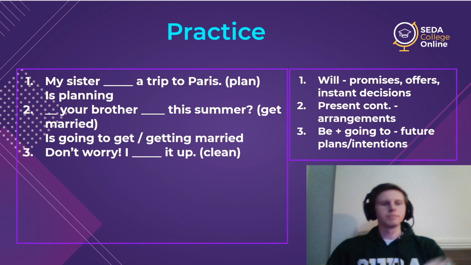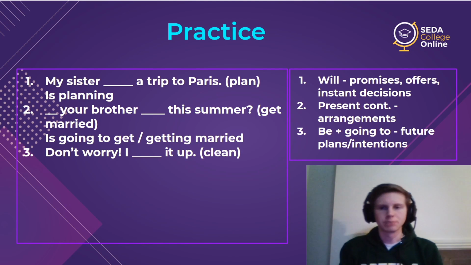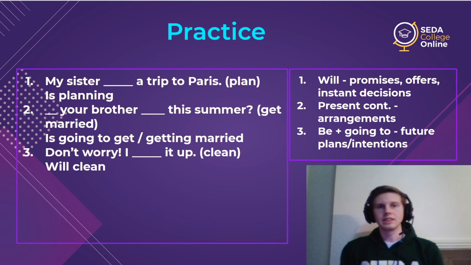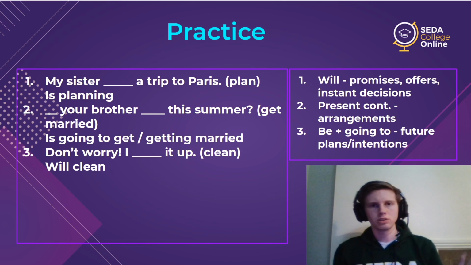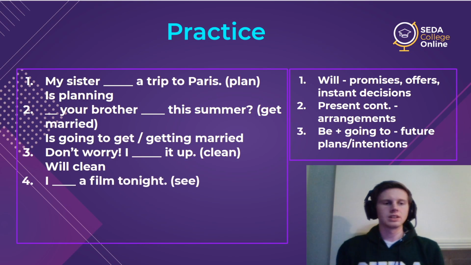Okay, here's another. Don't worry. I blank it up. Verb is clean. What do you think? Will, present continuous, be going to? The phrase there, don't worry, is kind of a clue as to what's best. So if you said will clean, good job, you're correct. So this is an offer. In that moment, it's also an instant decision. So, don't worry, I'll clean it up. I knocked over my cup. So let's look at the next. I blank a film tonight. Verb is see.